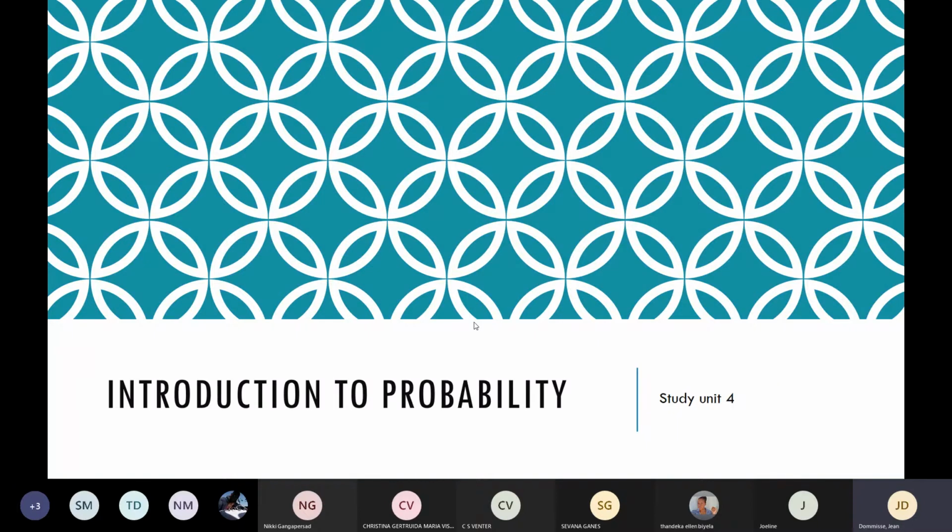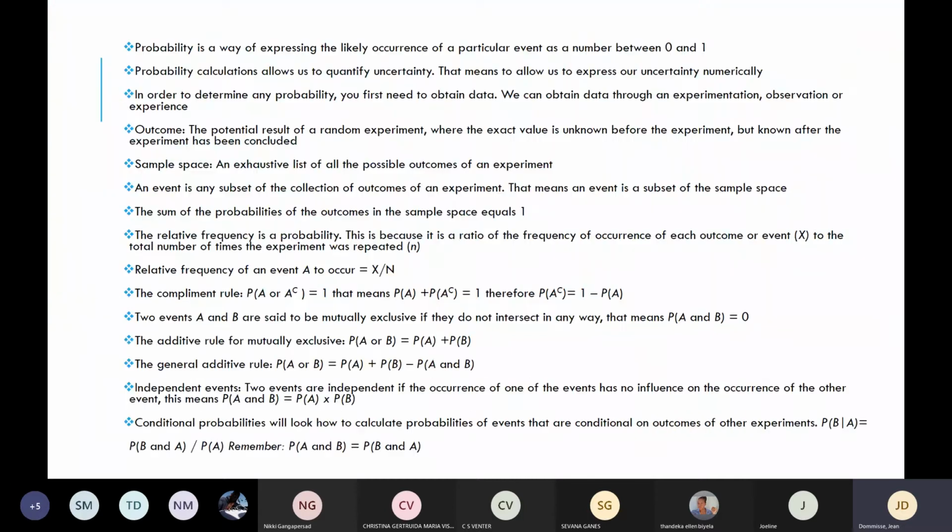Okay, so let's get into the start of probability. What we will do in study unit 4 is the basic probability. In study unit 5, we will start looking at discrete probability, Poisson, binomial, and then in study unit 6, we'll start looking at the normal distribution and normal probability. So study unit 4 is just the introduction to probability.